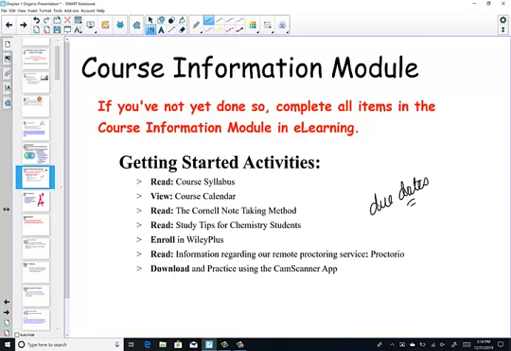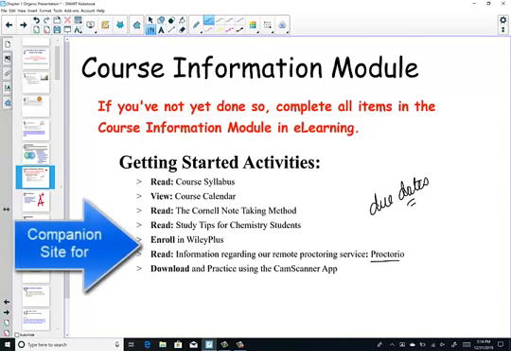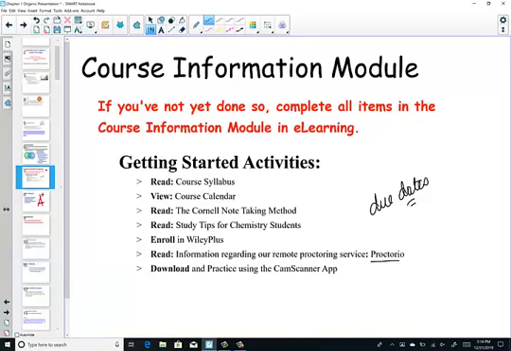You'll want to review the Cornell note-taking method, which is a requirement for submitting notes. You'll read those study tips for chemistry students. You need to enroll in your Wiley Plus homework assignment, kind of our complimentary site. And then, of course, read through the information regarding our Proctorio, our remote proctoring service, and download and practice using that Chem Scanner app. Remember, if you have any questions, don't hesitate to send me an email. Give me a quick question and I'd be happy to help you with that.